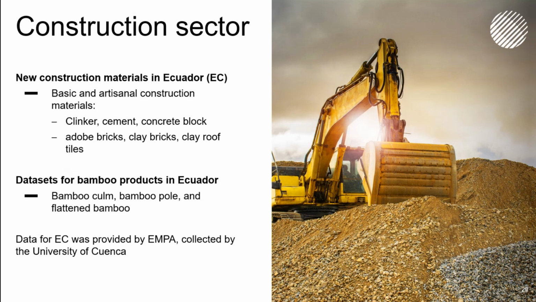In addition to the construction materials, we also added data for bamboo products in Ecuador. The data covers bamboo culm, which is the product of bamboo cultivation, and we also have data for the production of bamboo poles and flattened bamboo. These bamboo products were already available in the database for other countries. For these other countries, we have updated the production volumes for version 3.10.